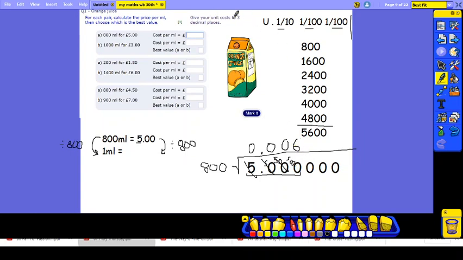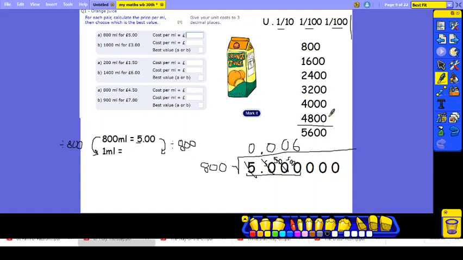Okay, now it did say to me for 3 decimal places, so I could just stop right there. However, it's worth your time going on to the next decimal place value, just in case it's 5 and above and you need to round this number to the nearest 3 decimal places. So let's just go on for the moment.